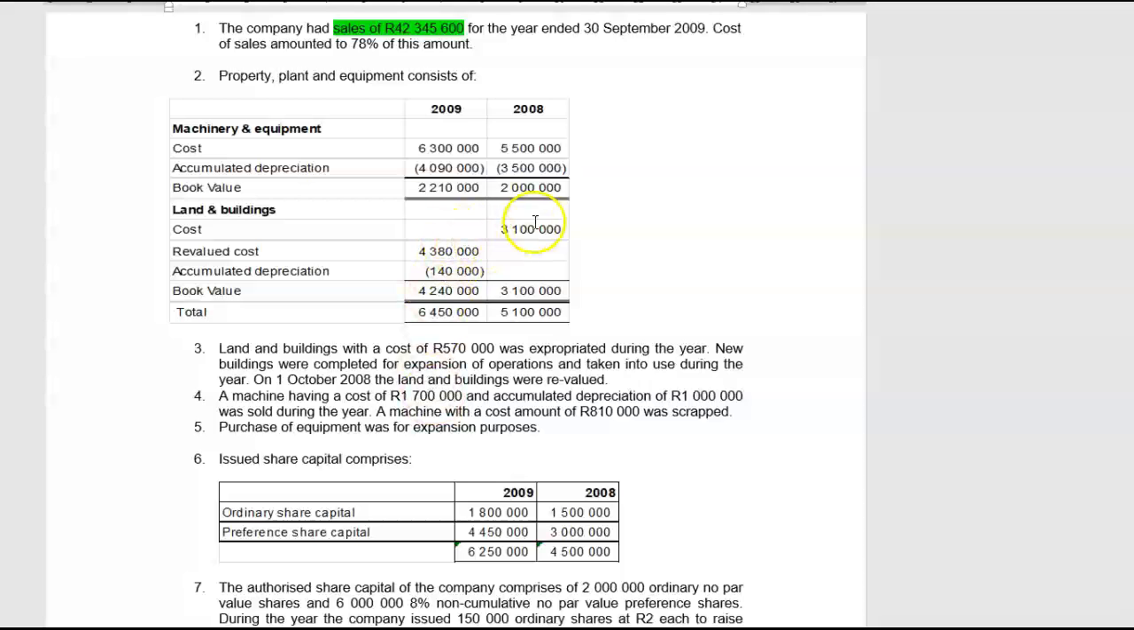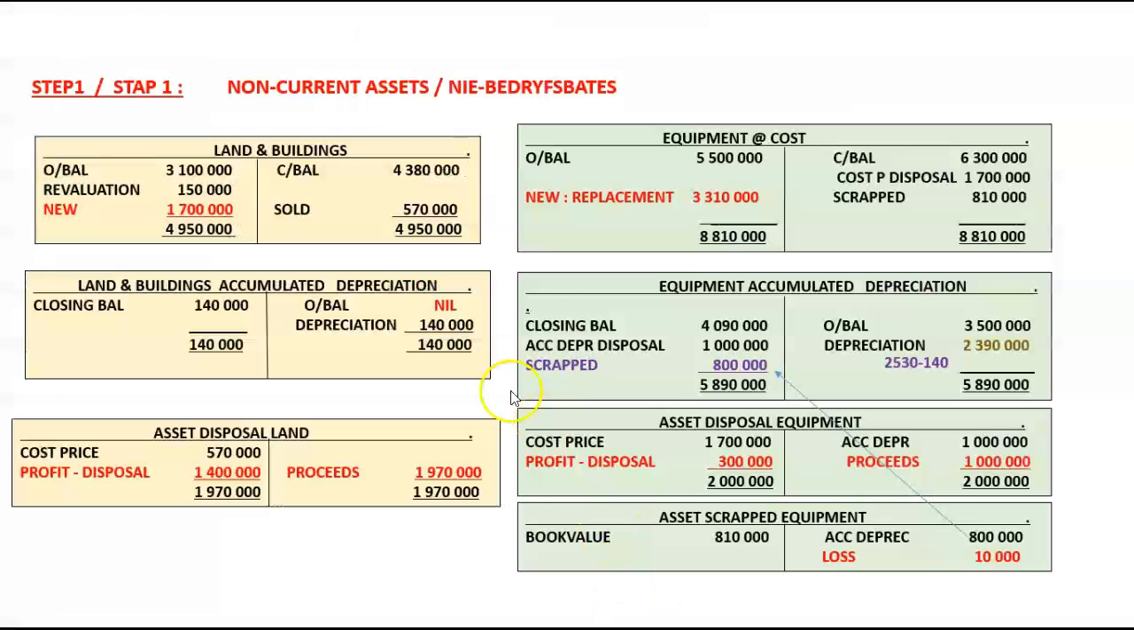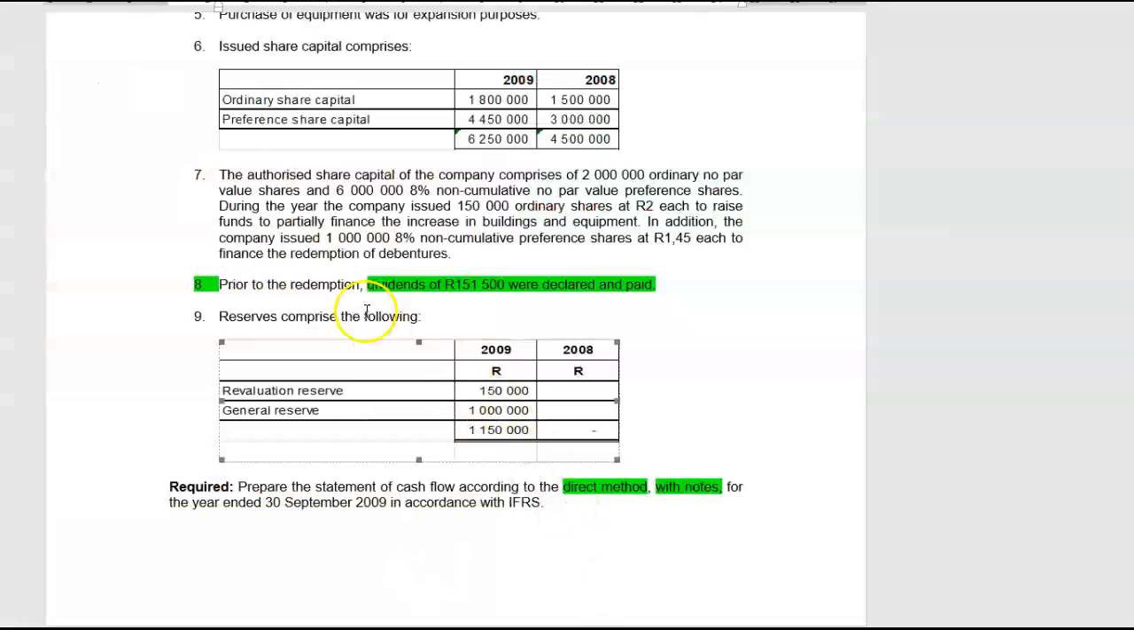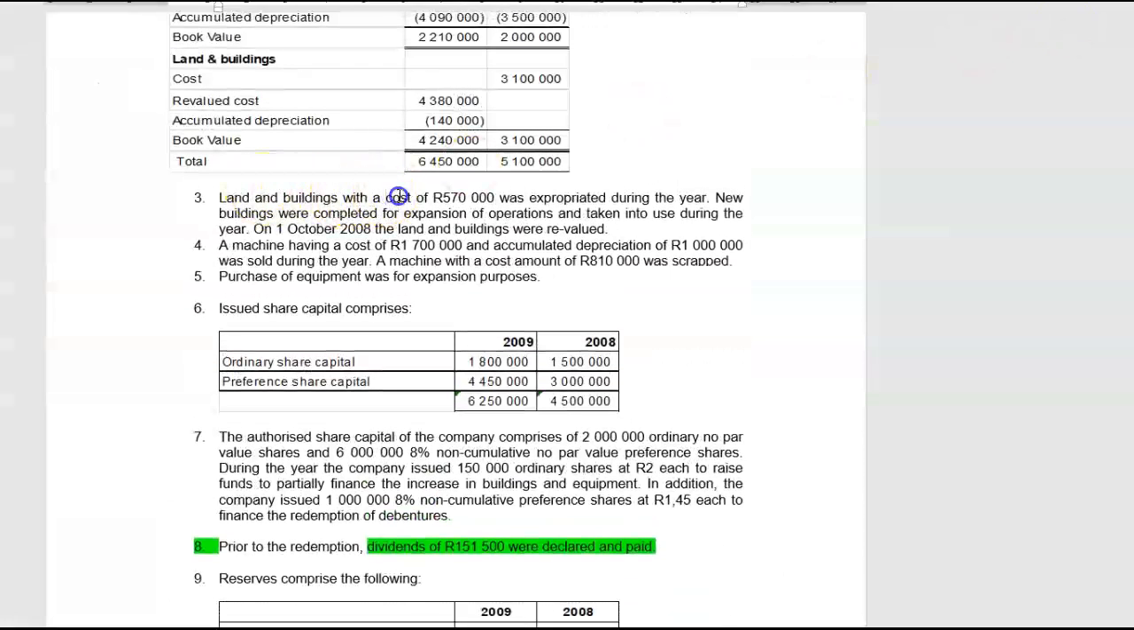They've told us that land was revalued this year for the first time. And clearly, when we look at the reserves note, we can see that the revaluation movement that took place was 150,000. So we can plot the revaluation of land against the debit side of our land and buildings. Then in our bullet point here, they told us that land and buildings with a cost of 570,000 was expropriated during the year. And then there were new buildings, what have you. So let's have a look at that one.